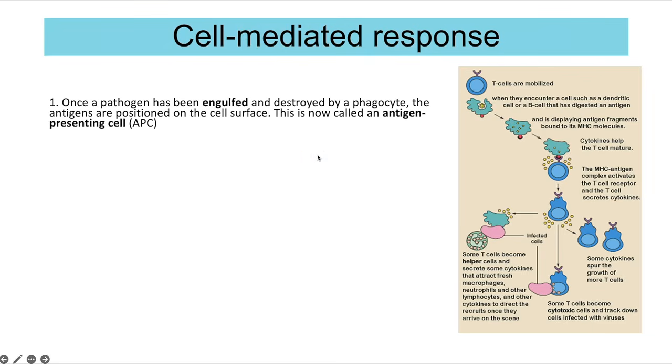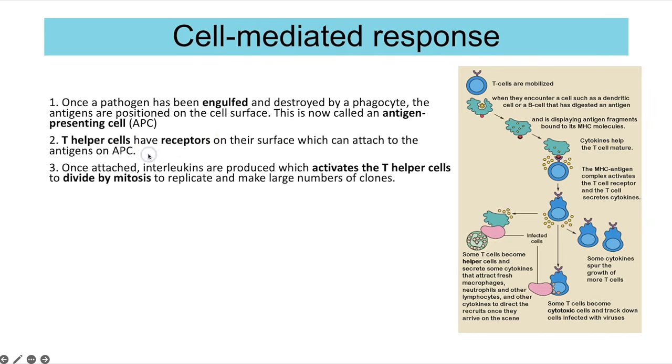So let's have a look then at this whole cell-mediated response. Once a pathogen has been engulfed and destroyed by a phagocyte, the antigens are positioned on the cell surface membrane, which we saw, and we now call it an antigen-presenting cell. T helper cells have receptors on their surface, and those can attach to complementary shaped antigens on the surface of these antigen-presenting cells.